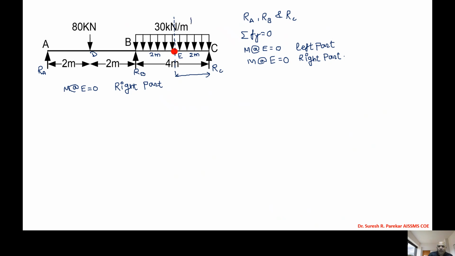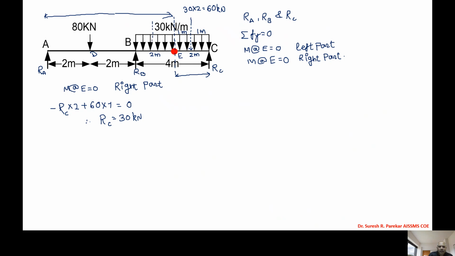Now what will be here? So we have UDL over 2 meters. So we will get total UDL 30 into 2, which will be 60 kilonewton. And it will act at the center, 1 meter. Now we will have minus RC into 2 due to reaction plus 60 into 1 equal to 0, and we will get therefore RC equal to 30 kilonewtons.